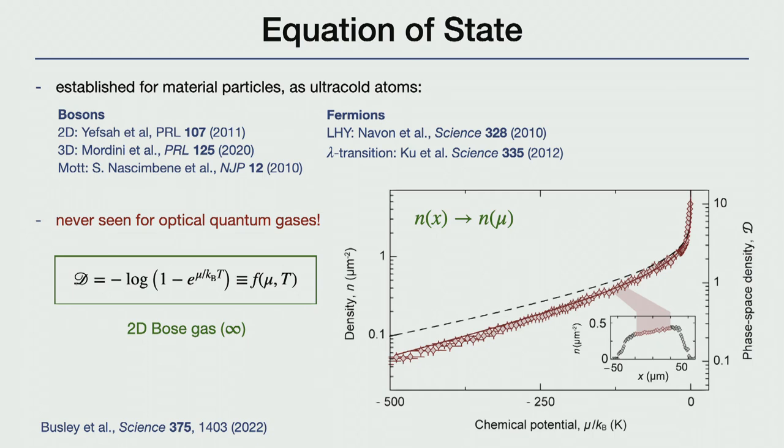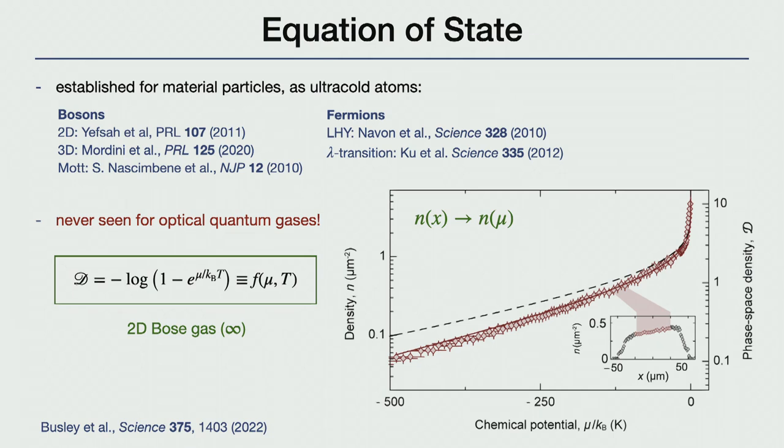Of course, the equation of state is directly connected to the compressibility. It's just the derivative, essentially. Or vice versa, the compressibility is the derivative of the equation of state. And we know that this is quite established for material particles. It has been done with bosons, fermions, various dimensions, interacting, non-interacting, but it has never been seen for optical quantum gases. And here we use the same technique.